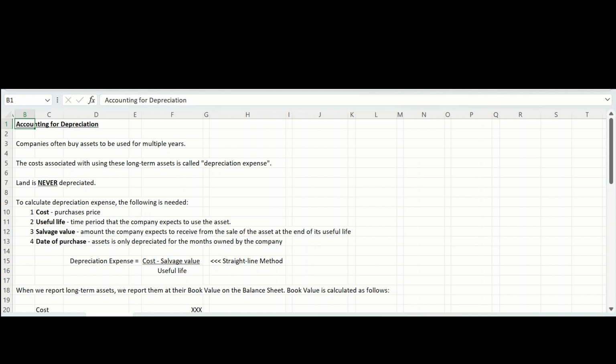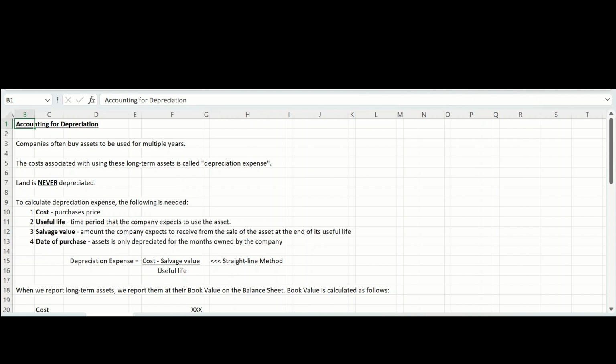So to calculate depreciation expense, which will show up on the income statement, you will need the following four items. First, you need the cost, or the amount paid to purchase the long-term asset. Next, you need the useful life, which is the time period that the company expects to use the asset. This is going to be an estimated amount, and it can change. You'll also need the salvage value or residual value, and this is the amount that the company expects to receive from the sale of the asset at the end of its useful life. And this is also an estimated amount, and it could also change.